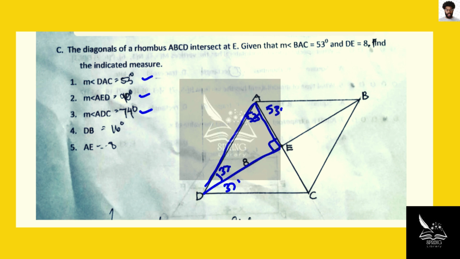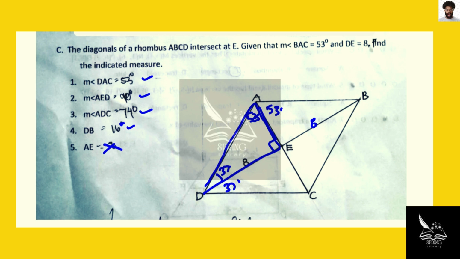Side D, or not degrees, but yes, DB would be 16 because diagonals are bisected, so we'd have 8 here as well. So from D to B would absolutely be 16. AE would not be 8 because the diagonals are not congruent.